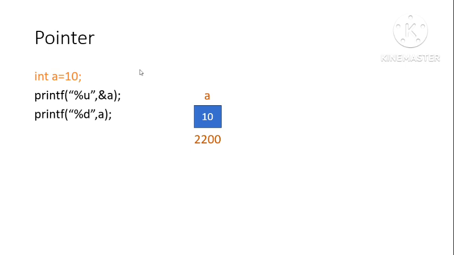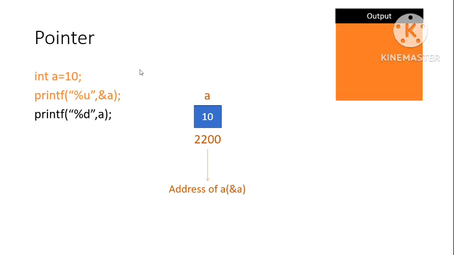Now when the next step comes, what is this 2200? 2200 is called the address of variable a. So the address of a is symbolically represented as &a. Now when the next statement executes, printf("%u", &a). %u is used to represent an unsigned integer. Now &a gives the address of a. What is the address of a? It is 2200. So you will get an output of 2200, because that is the address of a here.